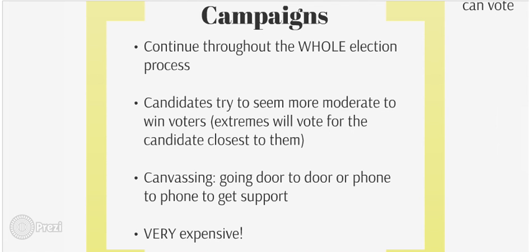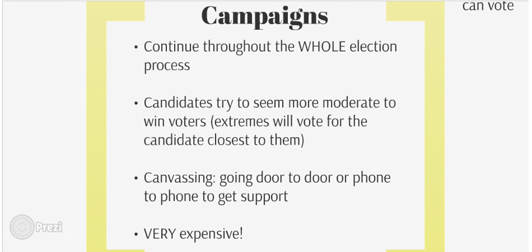This usually starts the summer before an election happens, so most candidates started campaigning last summer, since this year is the election year. So, candidates try and seem more moderate and win some voters, because remember, on our political spectrum, they want the people in the middle because that's where the most voters are. People that are extreme are going to vote for the candidate that is closest to them in political beliefs.